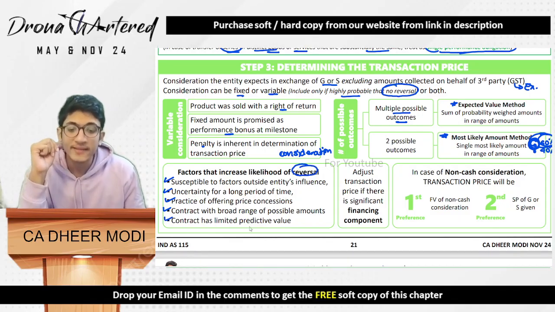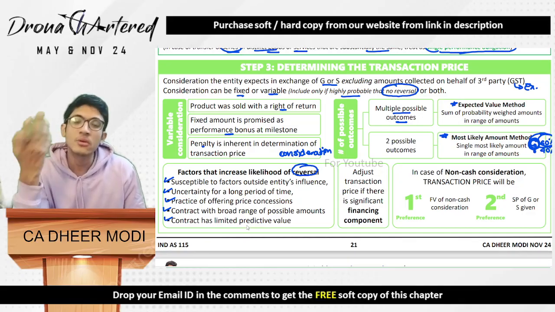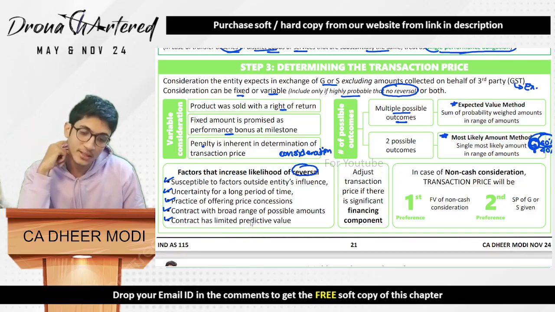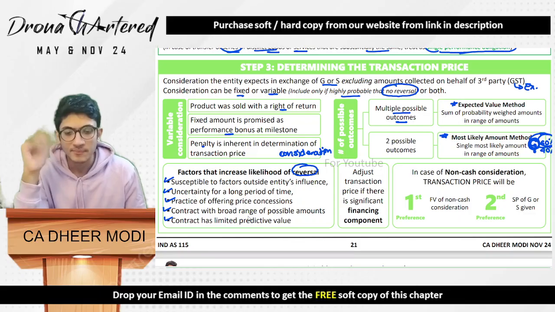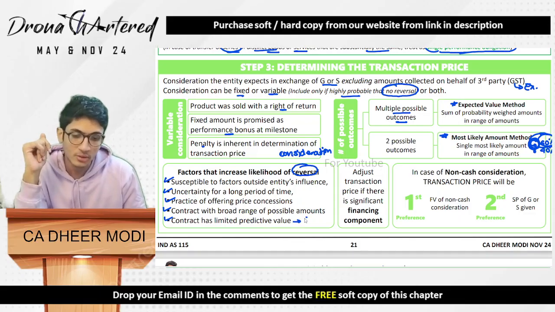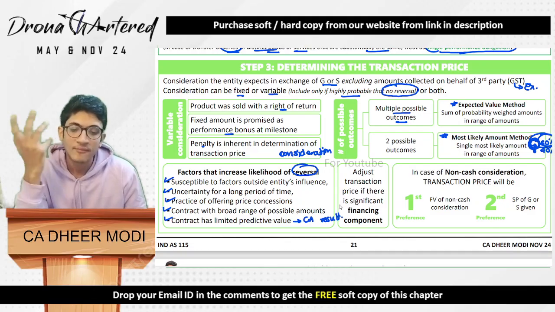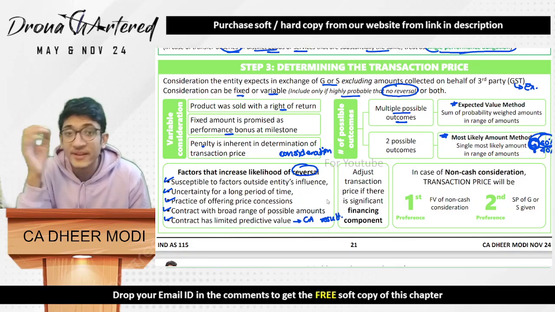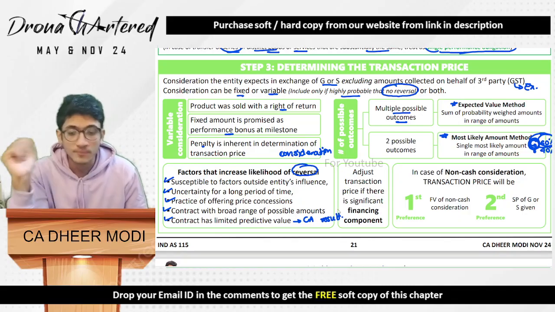And contract has limited predictive value. That means you are unable to predict what might happen. In such a case, very likely chance that this will reverse. Say for example, your CA result, very unpredictable. You don't know, out of 8 subjects, 1 subject might cost you.